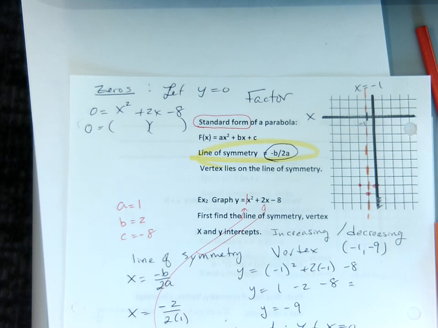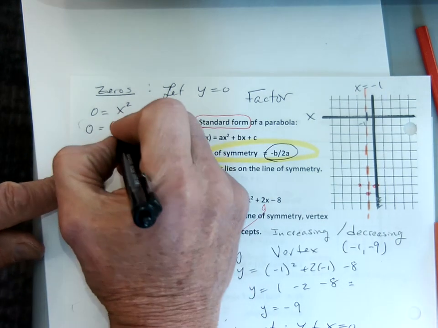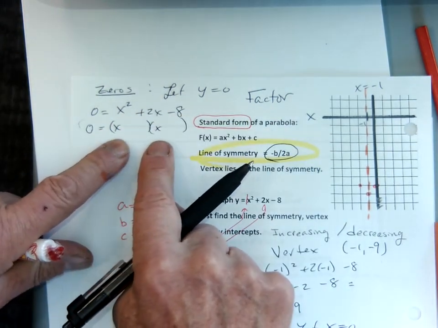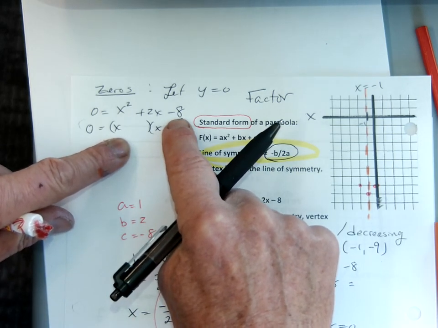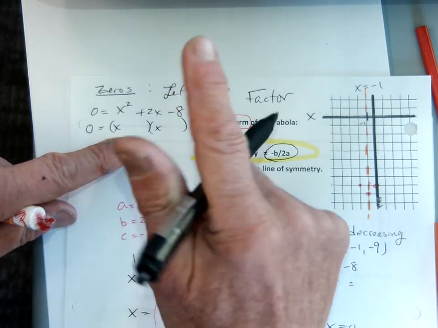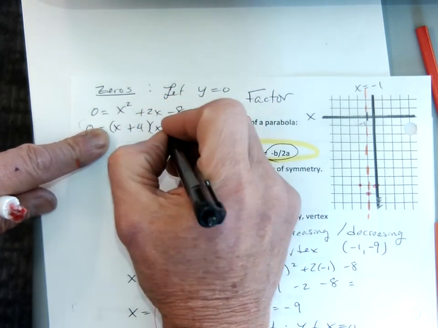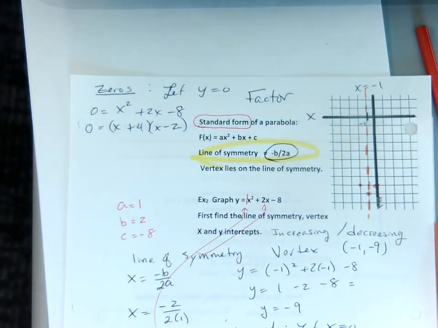Okay. So, x times x makes x squared, correct? What times what makes negative 8? How about if we go a positive 4 and a negative 2? Not only that, but if you were to add these two, what do they add up to? Positive 2, don't they? So we got an x squared, negative 2x plus 4x makes that, and then a negative 8, right?